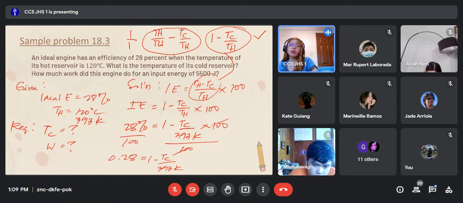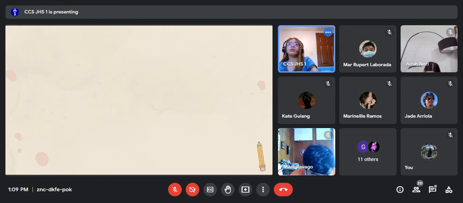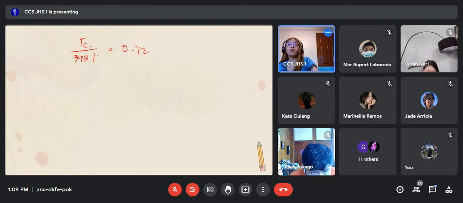Next, we transpose them. The TC was negative, so it becomes positive and moves to the left side: TC over 393 Kelvin equals 1 minus 0.28 on the right side. So, 1 minus 0.28 is 0.72. Then TC over 393. Then we just cross-multiply.